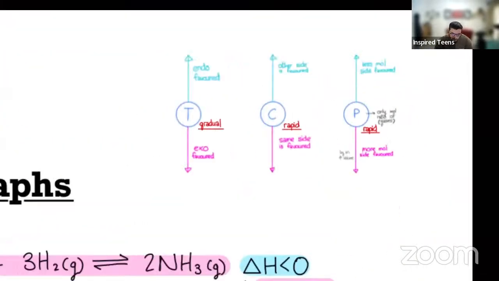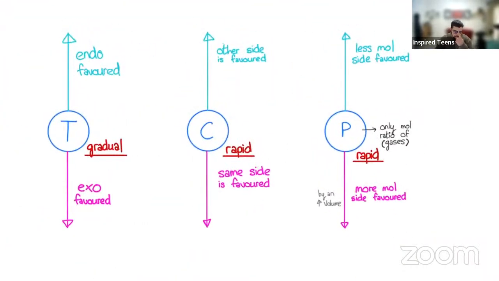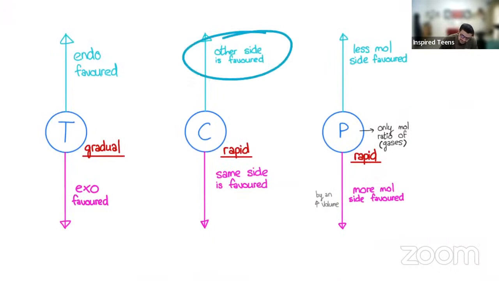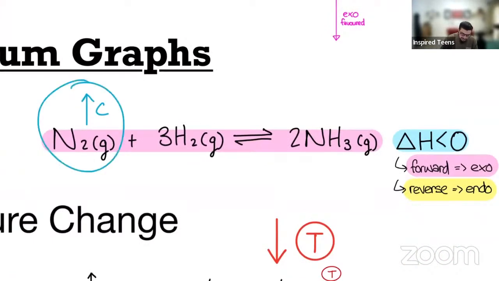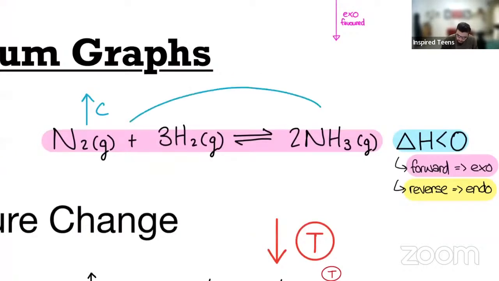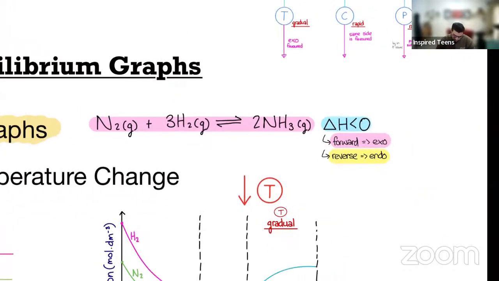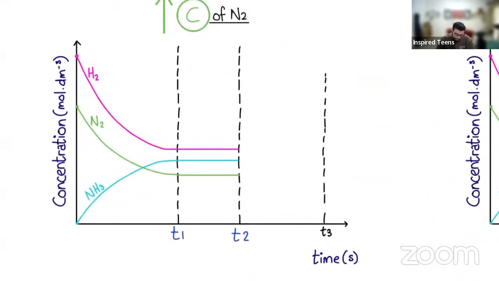Let's go to TCP. See what happens when we increase a concentration. When we increase concentration, the other side is favored. So what do we mean by the other side? Because we increase the concentration of a reactant, the product side would be favored. In order to favor the products, you favor the forward reaction. So that's how we can conclude that when we increase the concentration of N2, we favor the forward reaction.